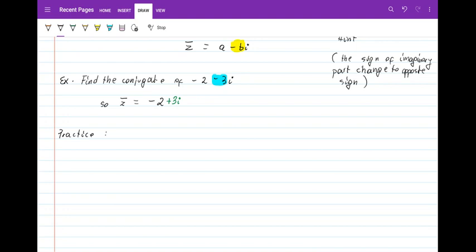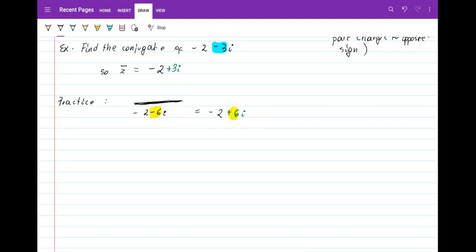Sometimes you may see a problem like this, negative 2 minus 6i. That means you have a complex number and you're going to see a dash on top of it. Technically that just tells you to find the conjugate of negative 2 minus 6i. So the conjugate of negative 2 minus 6i will be negative 2 plus 6i. The sign of the imaginary part changes to the opposite. Sometimes they may not say find the conjugate, but when you see that dash on top of the complex number, it means conjugate.